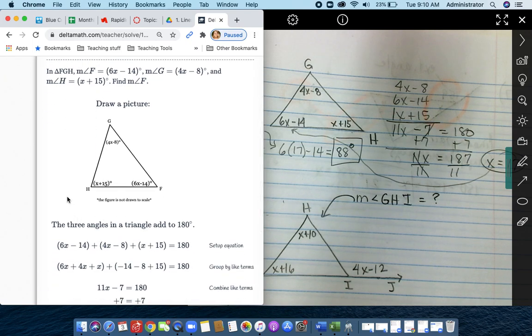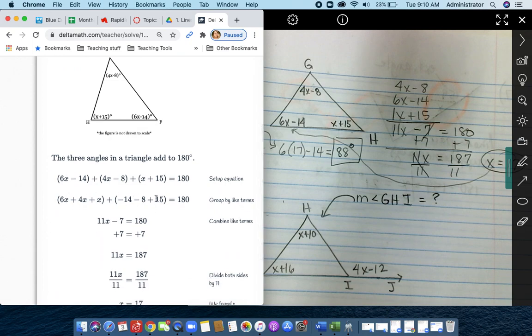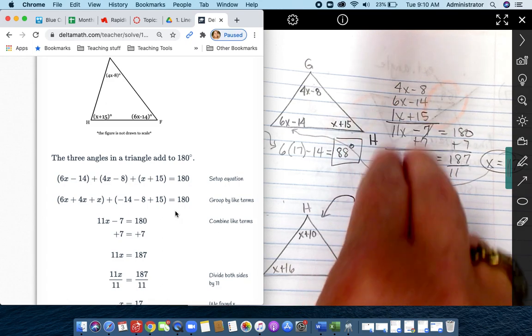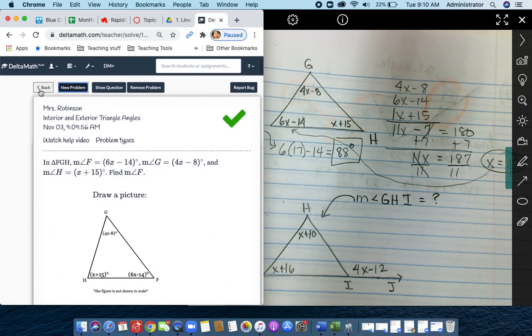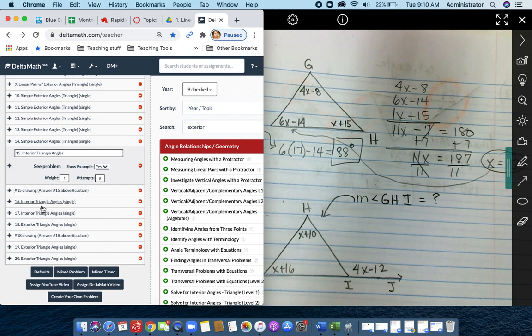So again, it says the same thing. Draw a picture. The angles add up to 180. This is if you want to do it horizontally. I did it stacked vertically. But same thing, after getting 17, you substitute it back into the expression to find the value of angle f. So that's what you're going to need to do for 16 and 17.